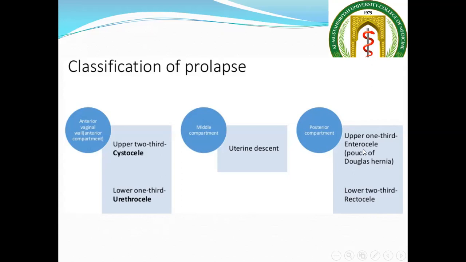the enterocele. Enterocele means the small bowel. And the lower 2/3 is the rectocele, which means the rectum. So according to the site and according to the organs involved.